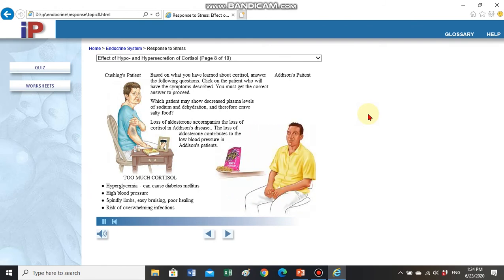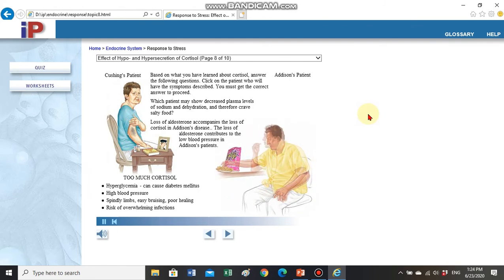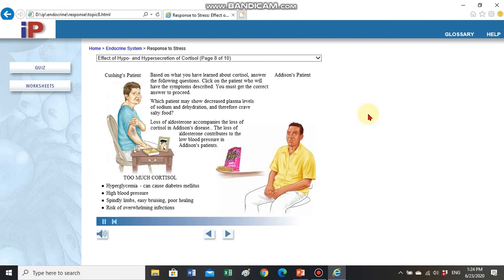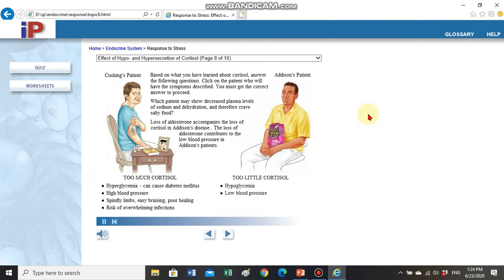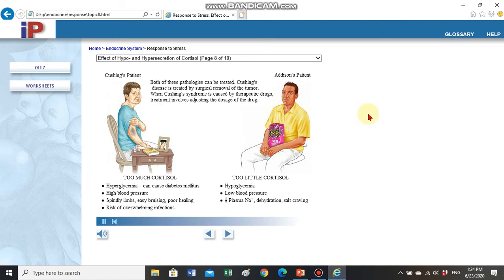Both of these pathologies can be treated. Cushing's disease is treated by surgical removal of the tumor. When Cushing's syndrome is caused by therapeutic drugs such as prednisone, treatment involves adjusting the dosage of the drug. Addison's disease is treated by replacement of cortisol and aldosterone. Secondary adrenal insufficiency is treated by replacement of cortisol.